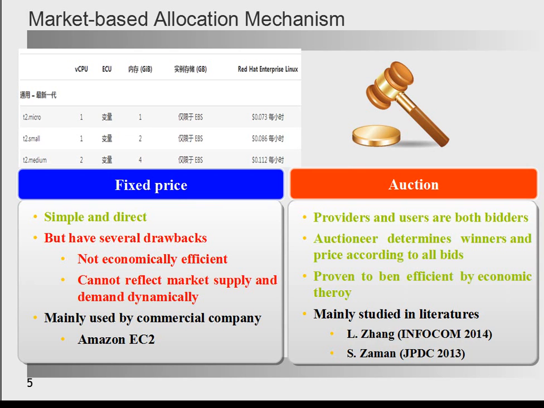In the cloud resource market, there are mainly two market-based allocation mechanisms. The first is the fixed price mechanism, which is simple and direct, but is not economically efficient and cannot reflect market supply and demand dynamically. Fixed price mechanism is mainly used by commercial companies. The second is the auction-based mechanism, in which providers and users are both bidders, and the auctioneer will determine winners and prices according to all bids. Auction-based allocation mechanisms have been proven to be efficient by economic theory, and they are mainly studied in the literature.